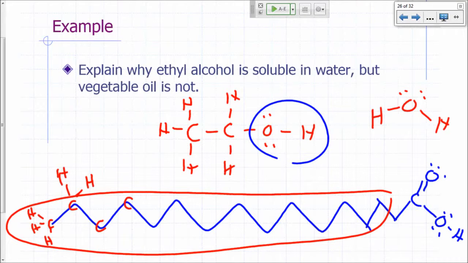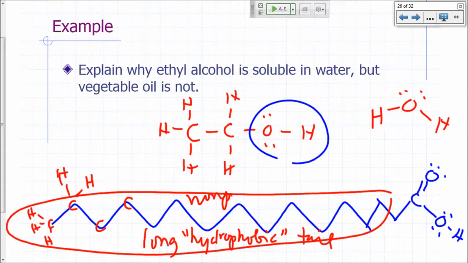Okay, so this is a very long, you might call it a hydrophobic part of the molecule. So you might call that a hydrophobic tail of the molecule, which will not interact well with water molecules because these are mostly nonpolar bonds, right? So that's the explanation why oil and water don't mix, because it has to do with the structure of the molecules. Okay, they're very dissimilar, very different.